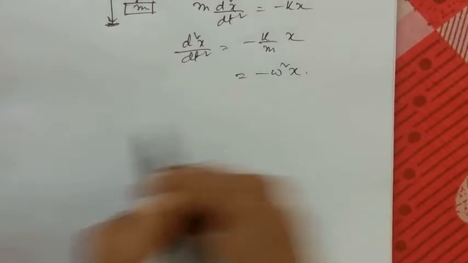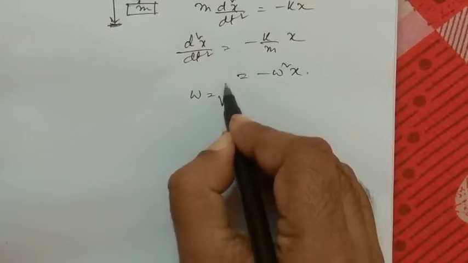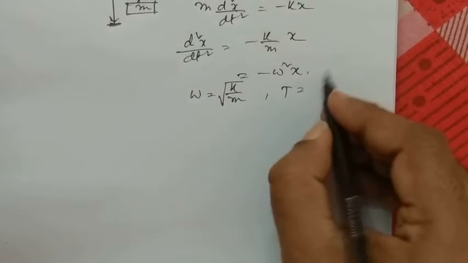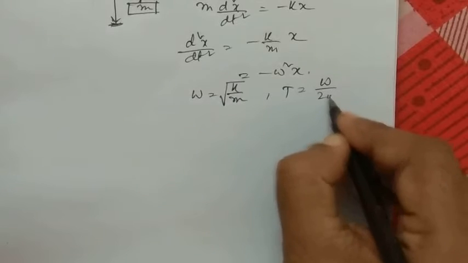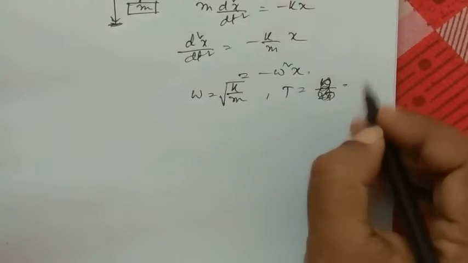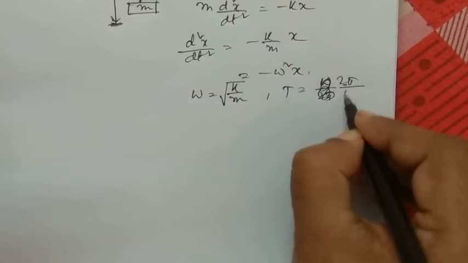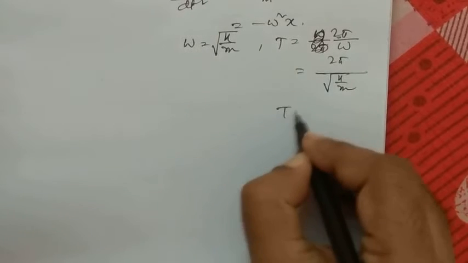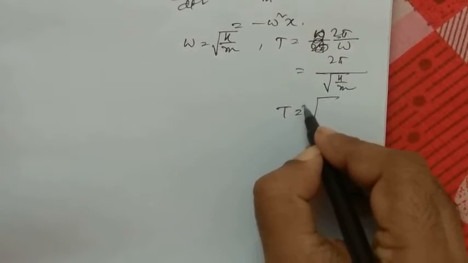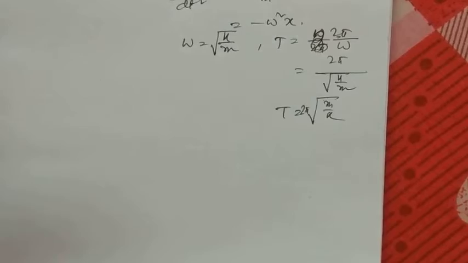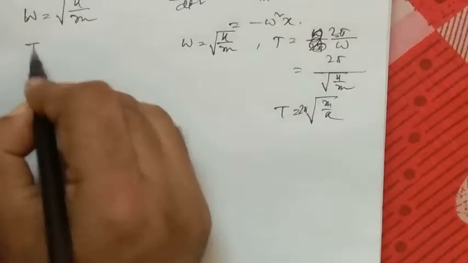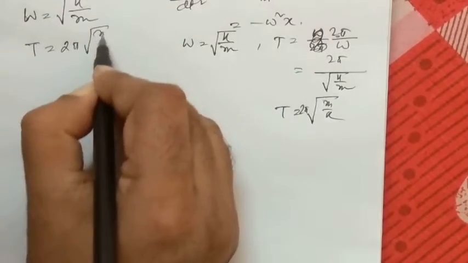What was k by m? Minus omega square x. That means what was omega? It was root over k by m. You have already studied this part. So T was equal to 2 pi by omega. That means 2 pi root over m by k. So the formula of omega becomes root over k by m, and the formula of T becomes 2 pi root over m by k.